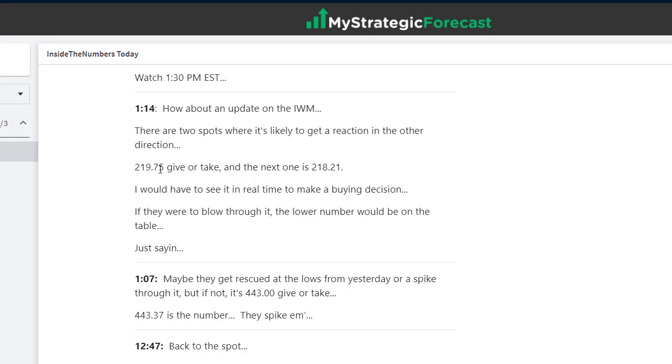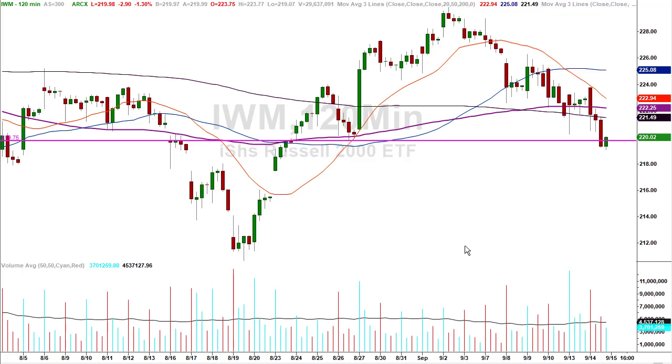Then we threw in another number again on the IWM today, 219.75, give or take. Then there was another one below that. They didn't get to this one, I believe, 218.21. We'll get to the IWM later, but just for argument's sake, 219.75, they closed below it on this 120-minute chart, and then they got right back above it.